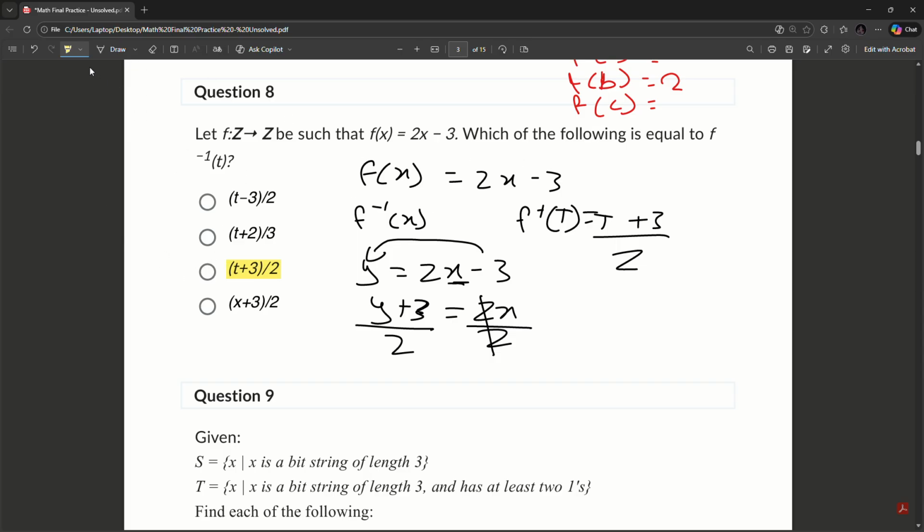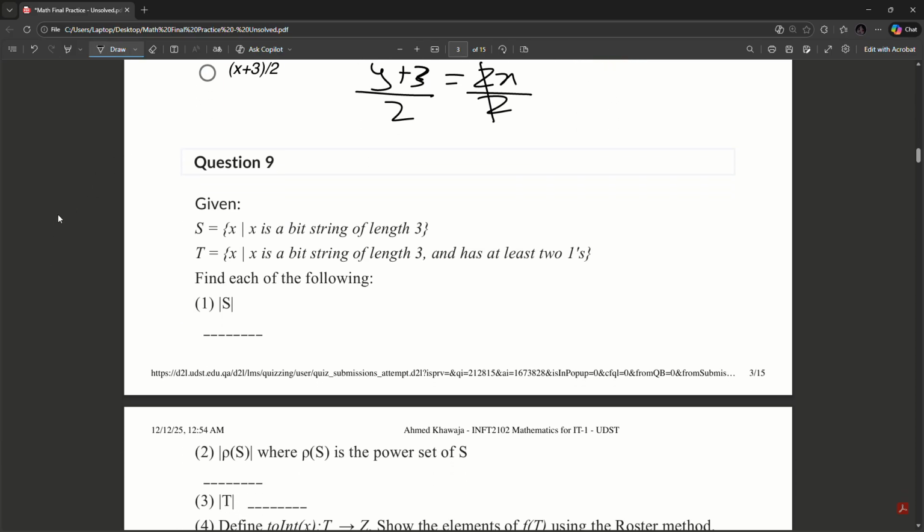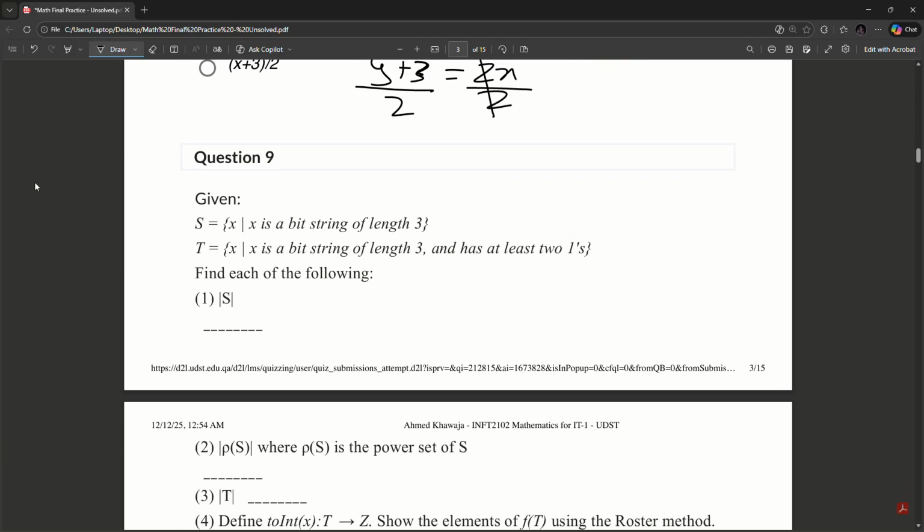That's it. It's a bit of a trick question. Now then, S is a bit string of length 3 for question 9, of course. So S is a bit string of length 3, which means it's an octal, right? Because that's what we're taught. And then T is just that, but it has at least two ones. So I'll have to do it in a separate area.